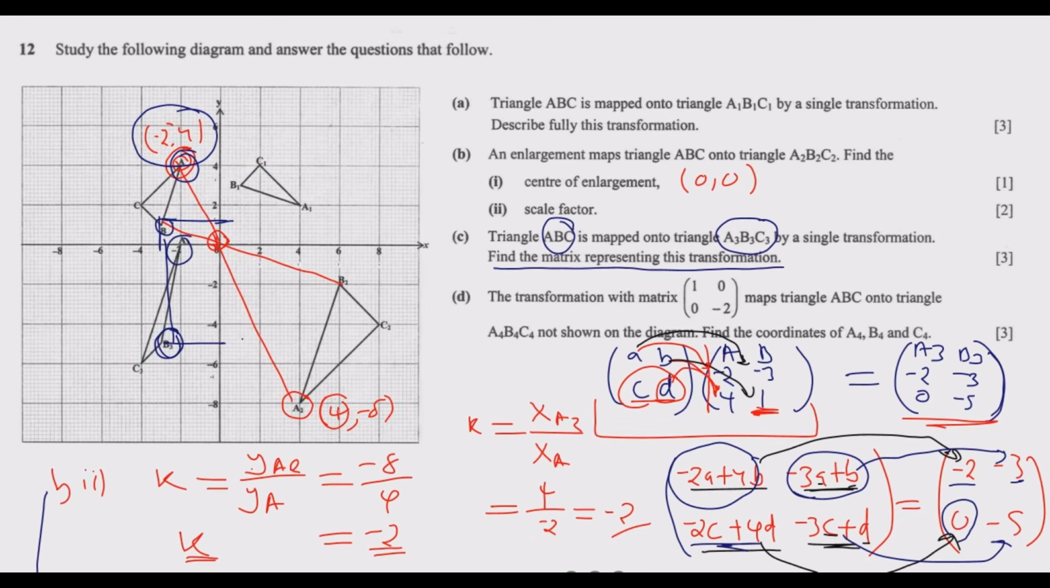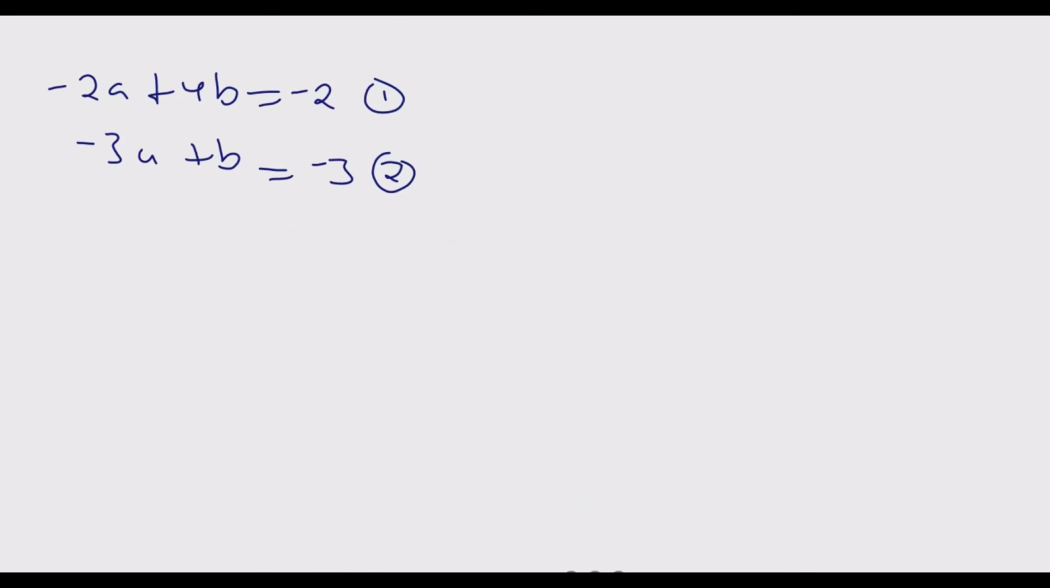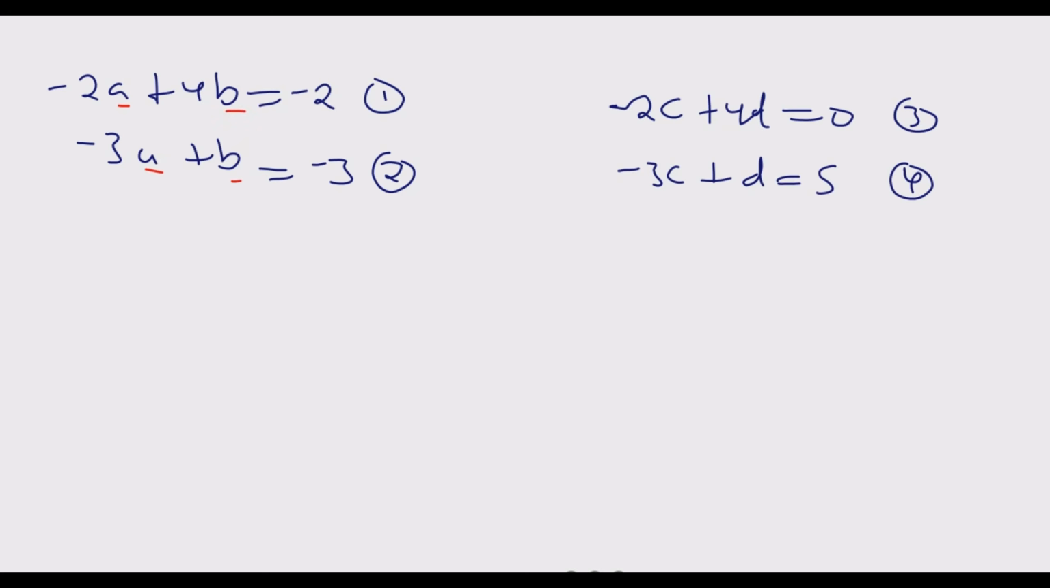Then the second pair is basically we go now down, which will now be this one equals to that, then this one equals to that. So what we do is basically we have -2C plus 4D equals 0. Then this is equation 3. Then we have -3C, then plus basically D equals 5. This is equation 4. Then basically you solve this one because you have A, B unknown. Then you also solve this one simultaneously as different pairs.